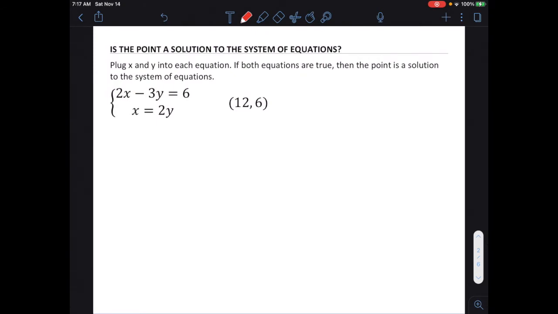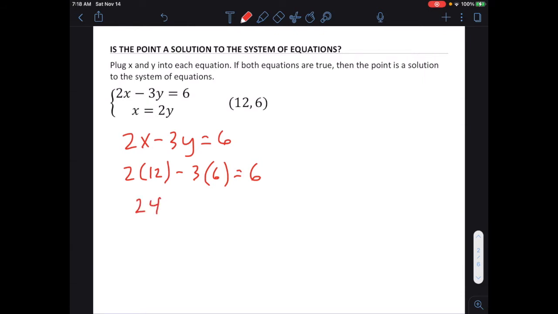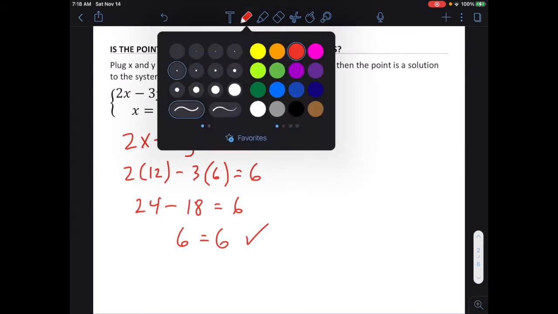So the first equation, we have 2x minus 3y equals 6. So what we need to do is just take the x and y from our ordered pair here and plug them in to our equation. So we have 2 times 12 minus 3 times 6 equals 6. So if we simplify this, we have 24 minus 18 equals 6. So we have 6 is equal to 6. And when I say true, what I mean is if what we get at the end is true, well, 6 is equal to 6, so we know that's true. So I can go ahead and put a check mark next to that one.